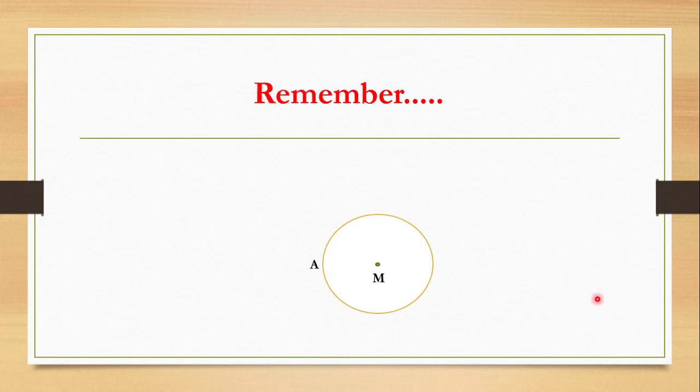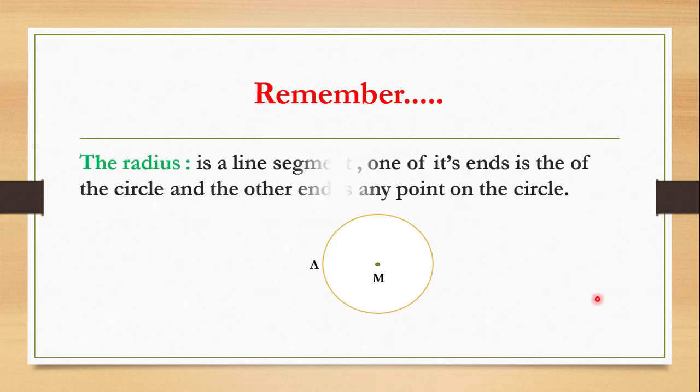Okay. Also, we studied the radius. The radius is a line segment. The start point of this line segment is the center of the circle, for example, here M. And the end point is any point on this circle. So here, for example, MA is a radius. We denote it by R. So R is a radius of the circle.